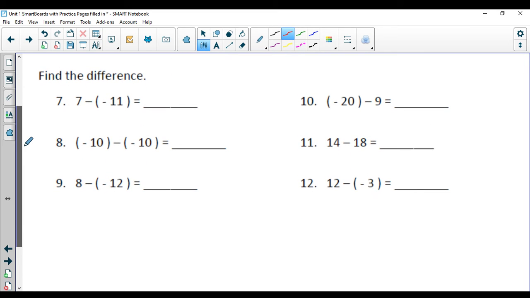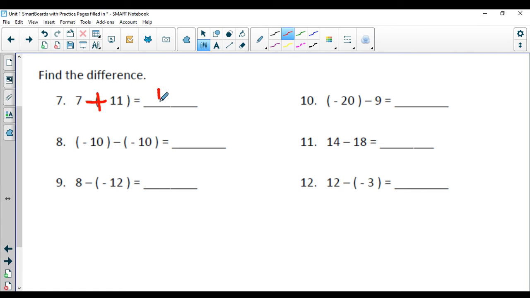Subtracting integers with the rules. These are your next practice problems. So 7 stays the same, change, which turns into a big old plus sign. You get 18. 8, change, big old plus sign. Negative 10 plus 10 is 0. Big old plus sign. 8 plus 12 is 20. Negative stays the same, change subtraction, change the 9. So you have a negative 29.